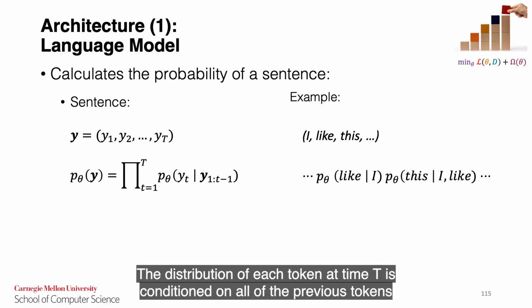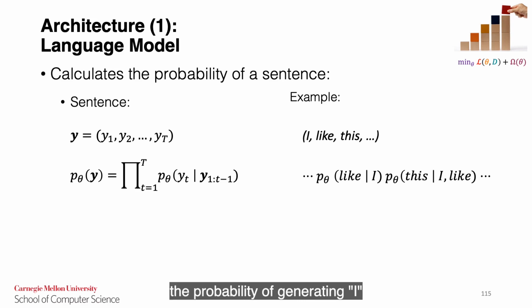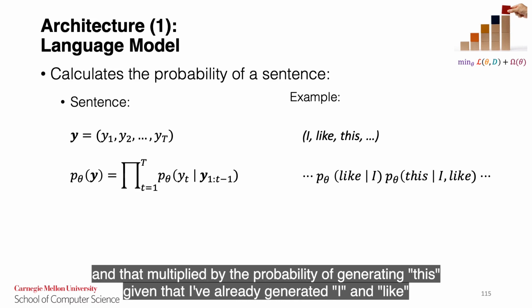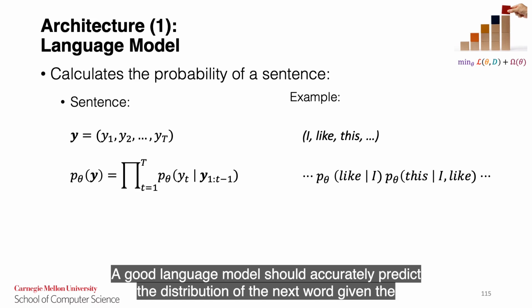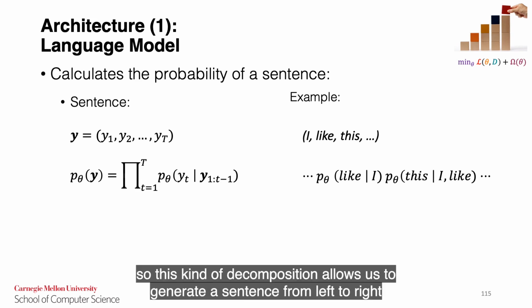The distribution of each token at time t is conditioned on all of the previous tokens. For example, the probability of generating "I like this" is the probability of generating "I" multiplied by the probability of generating "like", given that I've already generated "I", and that multiplied by the probability of generating "this", given that I've already generated "I" and "like". A good language model should accurately predict the distribution of the next word, given the previously generated words. So this kind of decomposition allows us to generate a sentence from left to right.